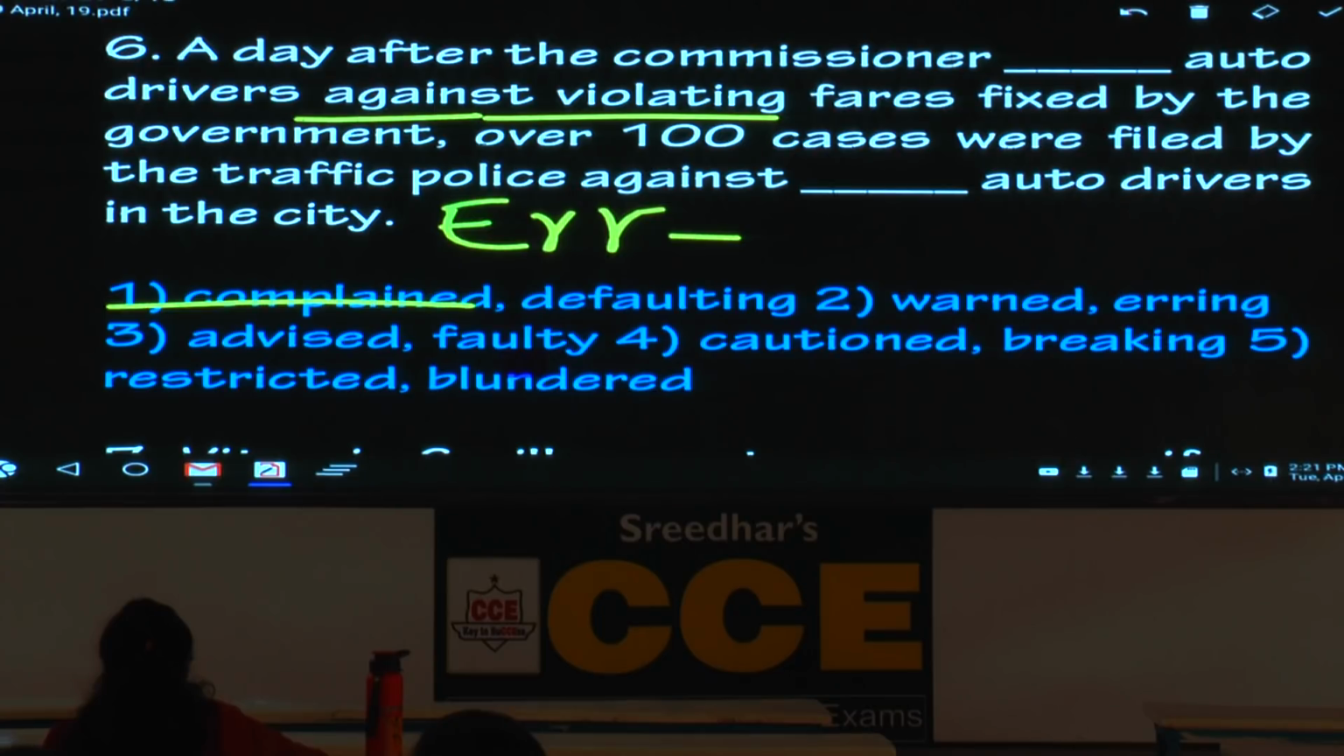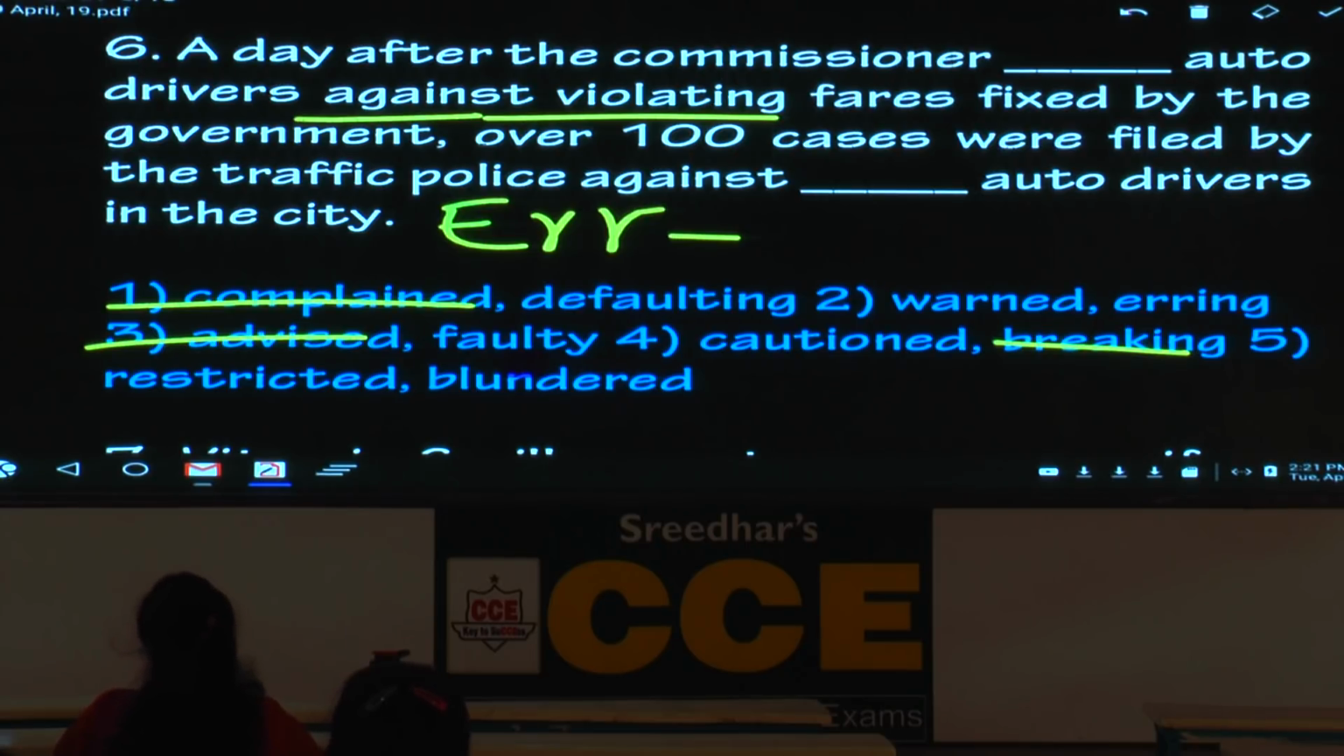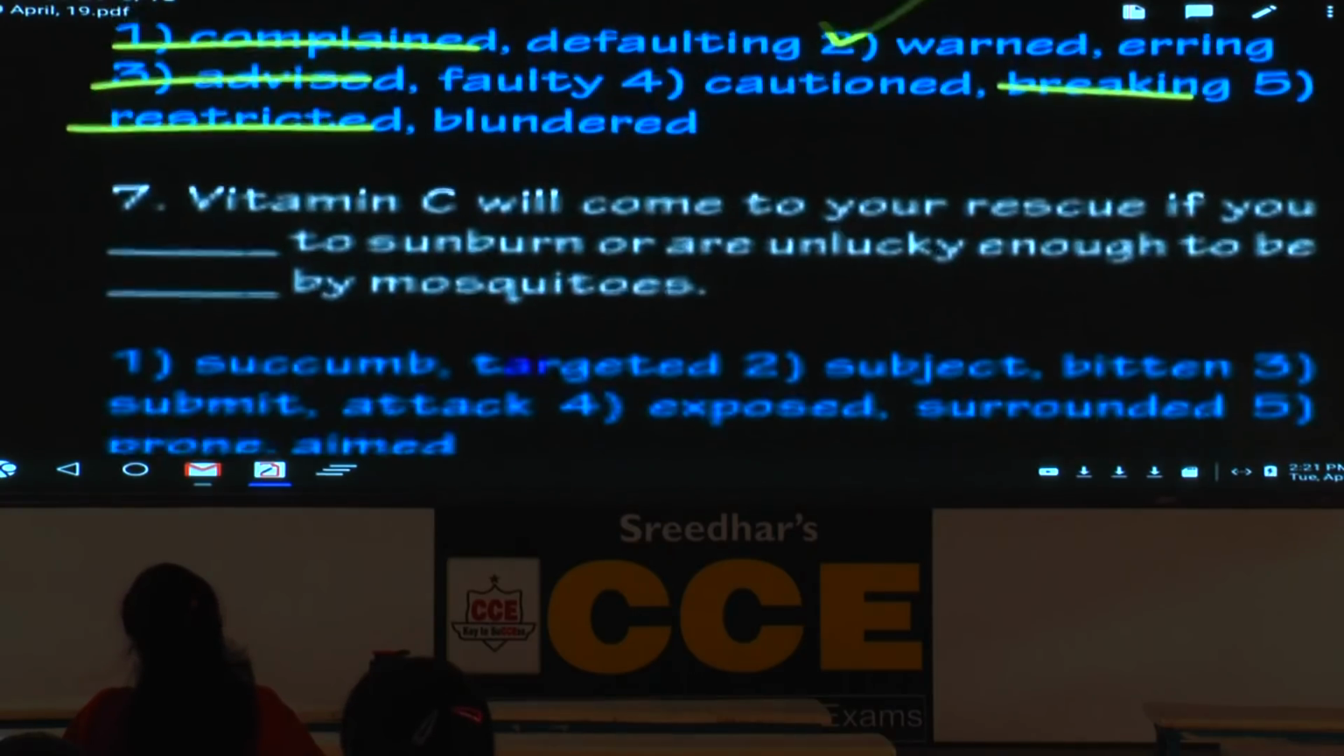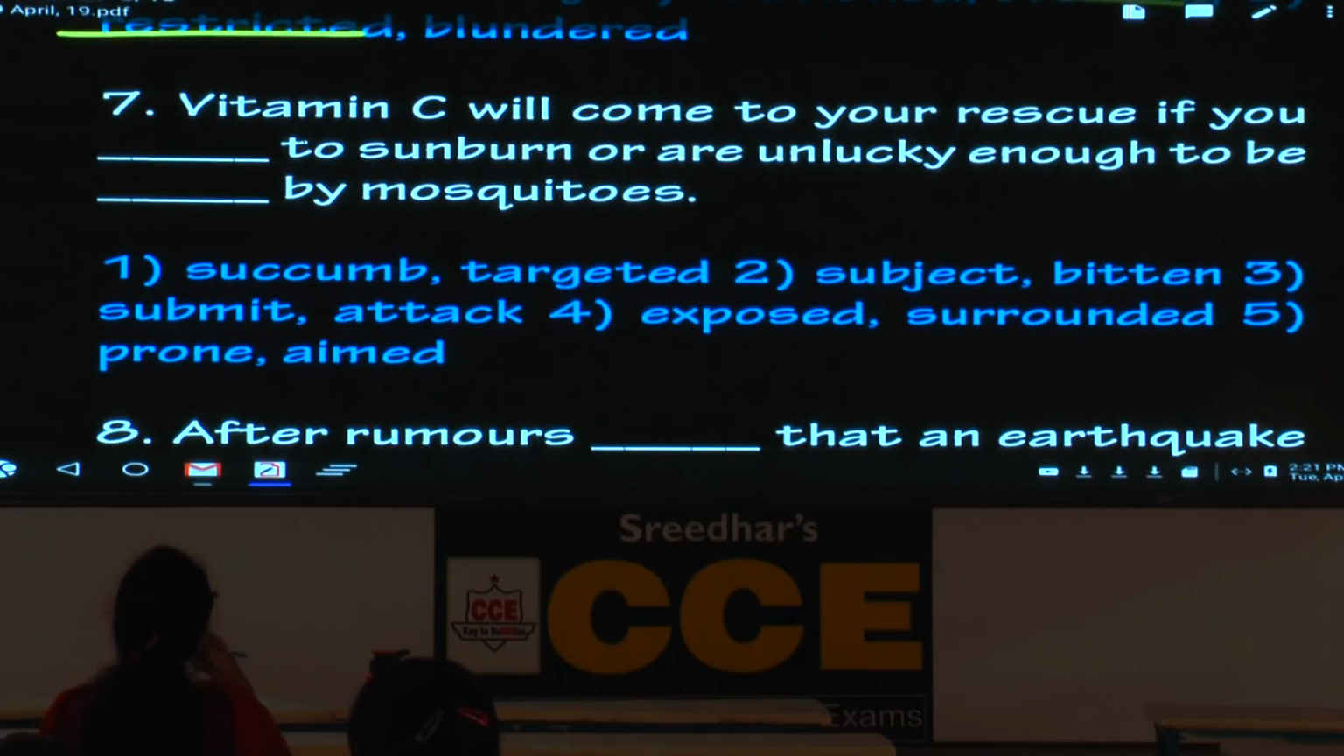Advised auto drivers against. No, mark it wrong. Cautioned, that is right. Cautioned against. But what is the second one? Braking is not correct. Please mark it wrong. Restricted, it doesn't go with this, not correct. Blundered auto drivers is also not correct. So, what is the answer here? Second option is the answer. Everyday context, and they use these sentences in the newspaper regularly. They must have taken it from one of the newspapers.